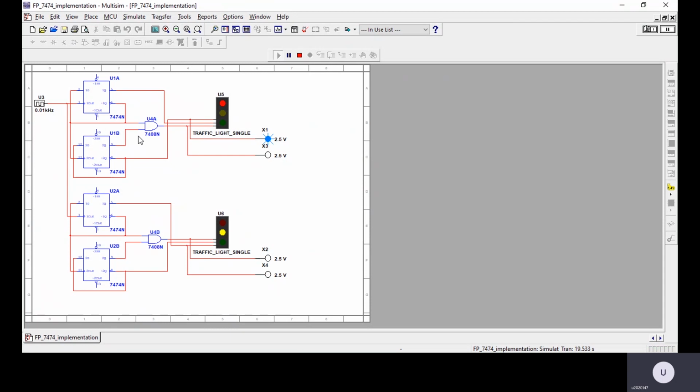So then we are able to give two inputs, the Q of the second IC and the Q naught of the previous IC, as inputs to an AND gate, and so we get three outputs which we have given as three inputs to the traffic light. And we have just given alternating inputs for the second traffic light.